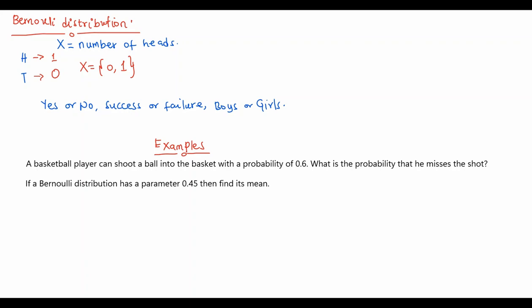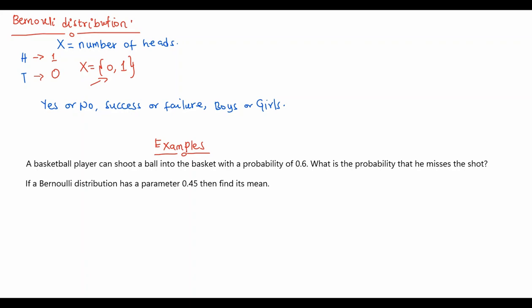You know that for every outcome of x, there is going to be a probability, right? What will be the probability of getting 0? That means, what is the probability of not getting a head? And then what is the probability of getting 1, which is the probability of getting a head? So all the values of x are going to have probabilities, and that is known as the probability distribution for the values of x.